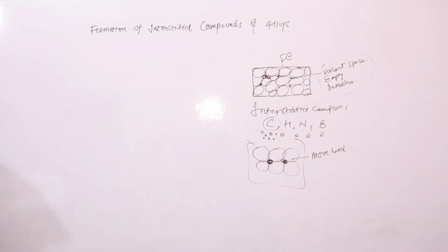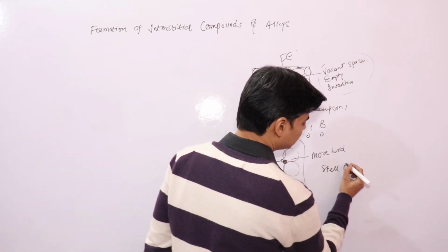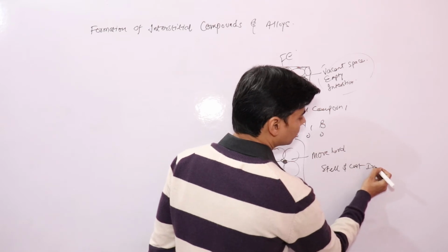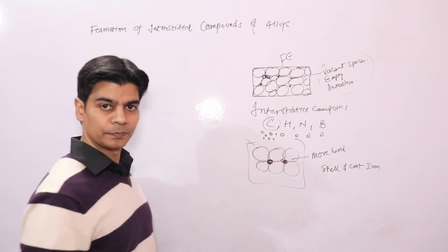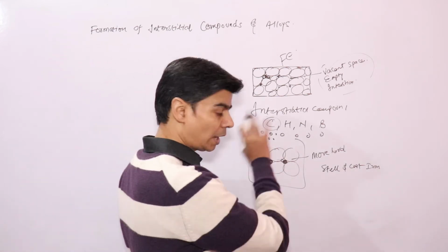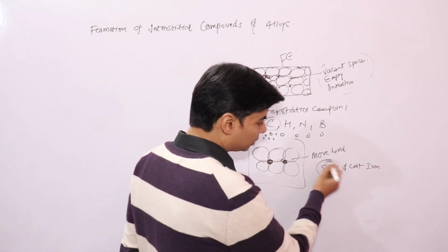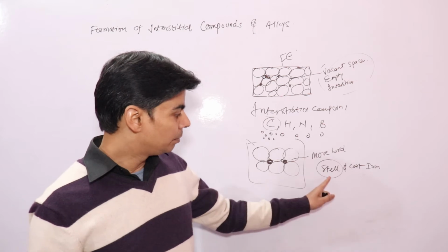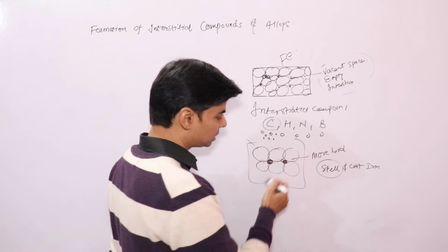So steel and cast iron are examples of interstitial compounds of iron formed with carbon. You have done this in the metallurgy of iron, steel and cast iron. In molten iron you add carbon, it will form steel and cast iron, which are hard compared to pure iron. Because when you add carbon to iron, it will fill up these empty spaces.